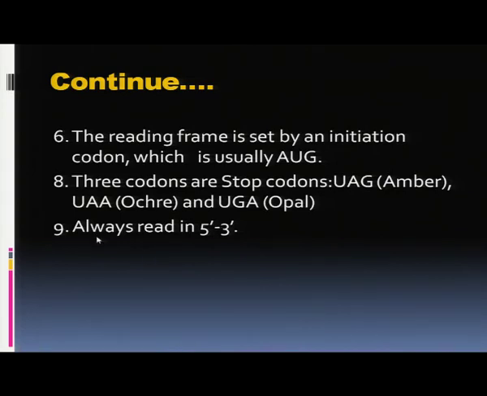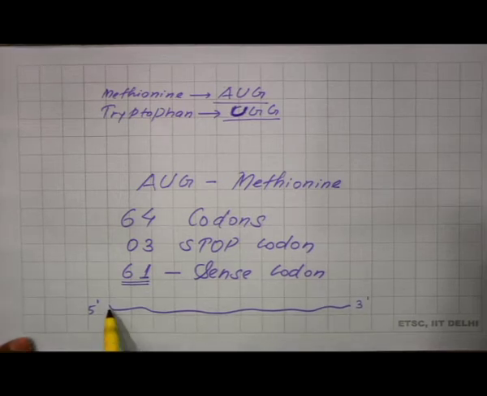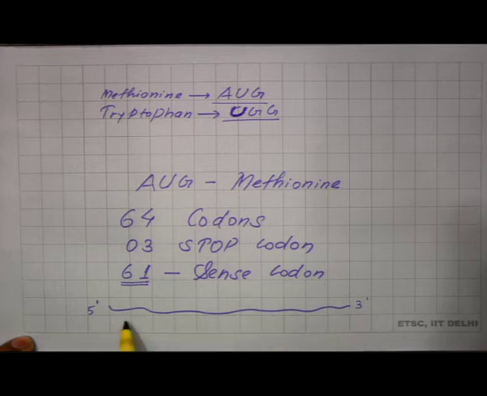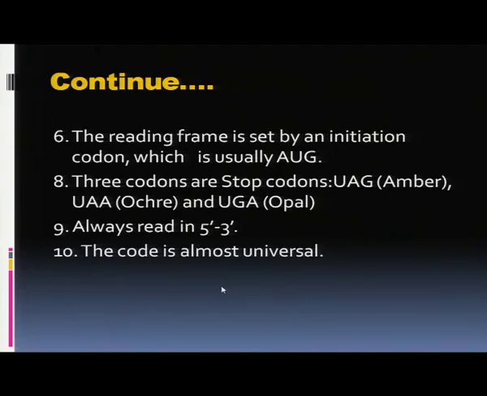The genetic code is always read in the 5 prime to 3 prime direction. If a messenger RNA is going to be translated, here is the 5 prime end and here is the 3 prime end, and it is always read from 5 prime to 3 prime. So, this will be the direction of translation in the case of messenger RNA. The code is universal. Universal means this genetic code is accepted everywhere for all living systems.